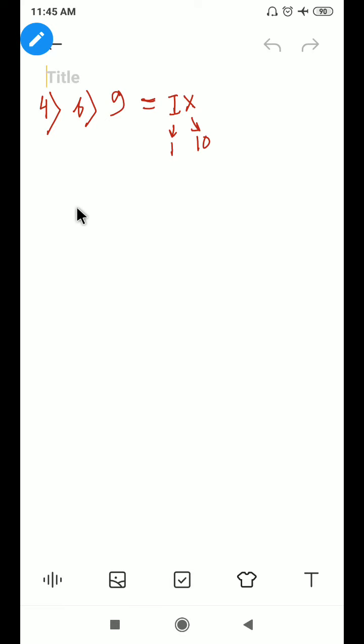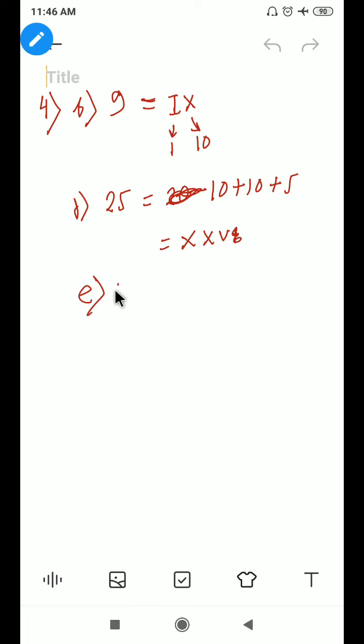So go to question D. Question D is given here: 25. So how to write 25? This will be 20, this will be 10 plus 10 plus 5. So 10 is denoted by X and this 10 is denoted by X and 5 is denoted by V. Question E is given here: 40. So how to write 40? 50 minus 10. So 10 is denoted by X and 50 is denoted by L. So this will be XL.